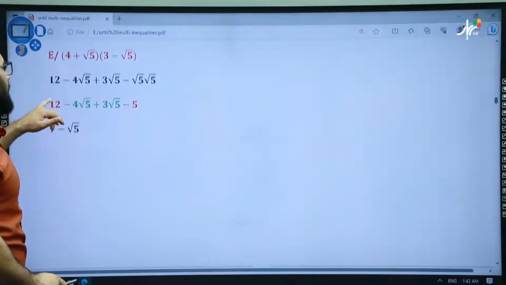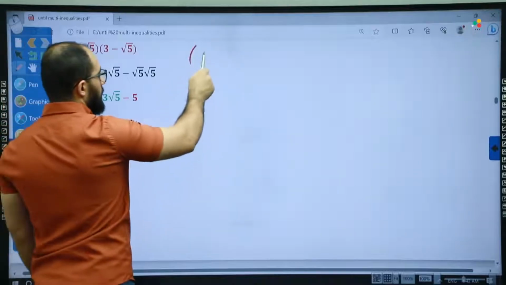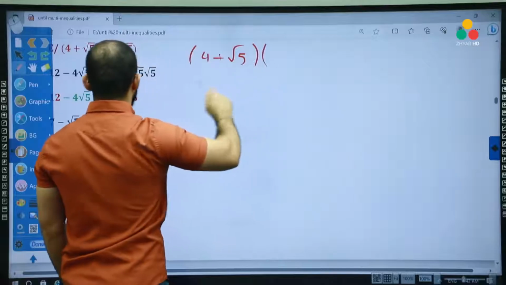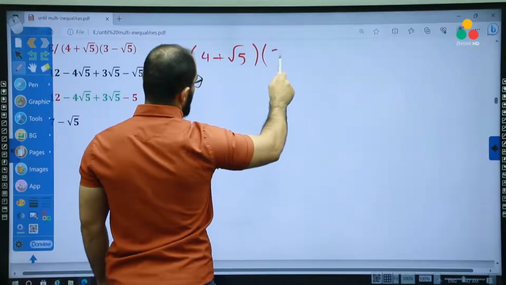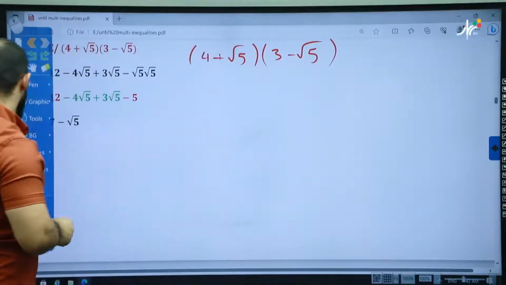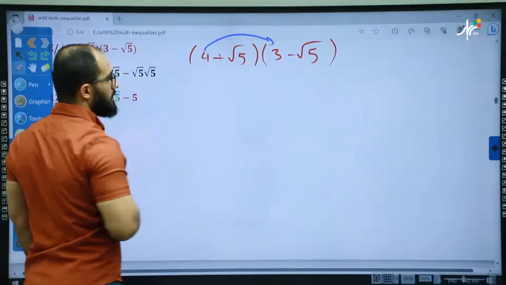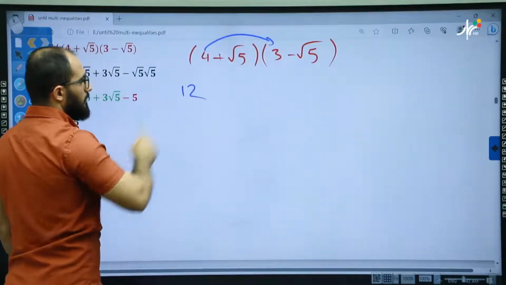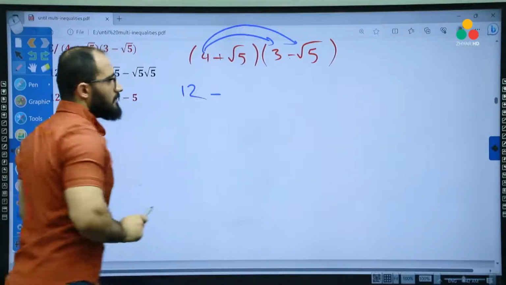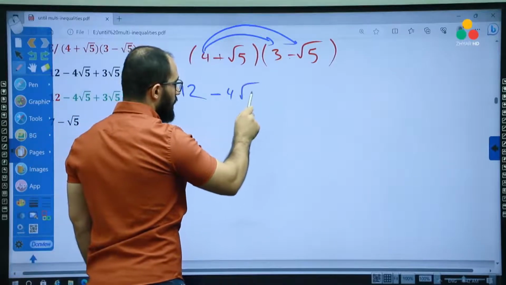Next question. This time we have two parentheses, the product of two parentheses. We have 4 plus square root of 5 multiplied by 3 minus square root of 5. Okay, so we multiply 4 times 3 is 12. Positive times negative, negative. 4 times square root of 5, it's going to be 4 square root of 5.